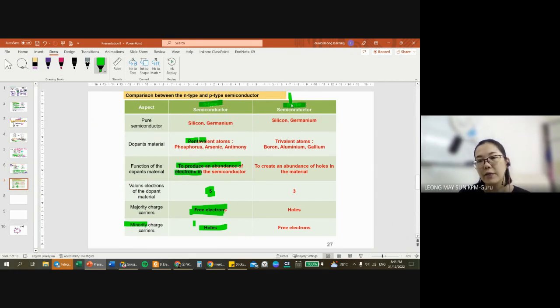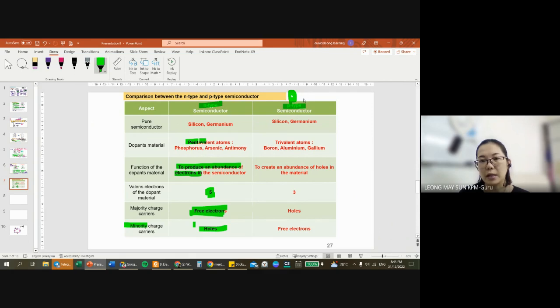P-type semiconductor, for me, P-type is positive type of semiconductor. The positive type semiconductor uses a trivalent atom, which has 3 valence electrons. Examples are boron, aluminium, and gallium. Its main purpose is to create an abundance of holes. When holes are abundant, the majority charge carriers are holes, while the minority are free electrons. So this is a comparison between N-type and P-type. For those of you still blur on this, please make sure you have the PowerPoints that I sent out previously in the WhatsApp group.